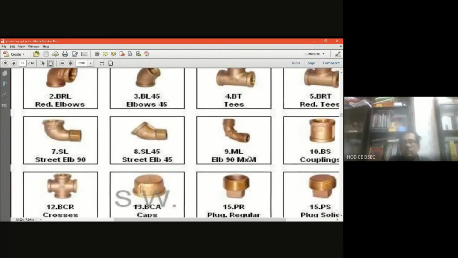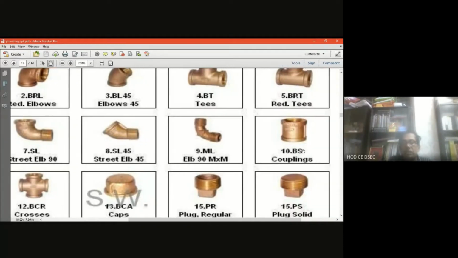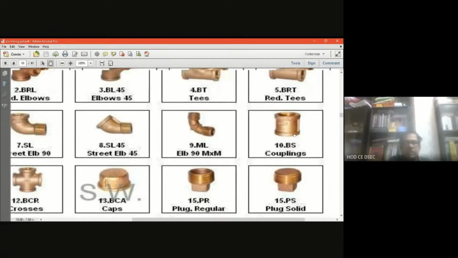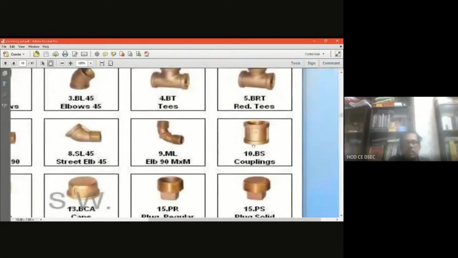This is the coupling, very important when two pipes are joined. We use coupling joints very frequently, and we will discuss them in detail.